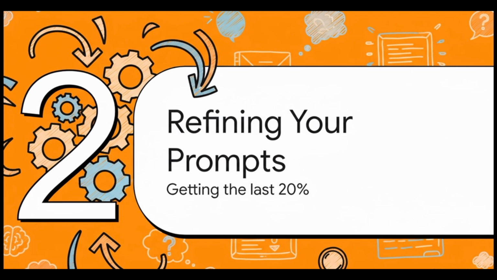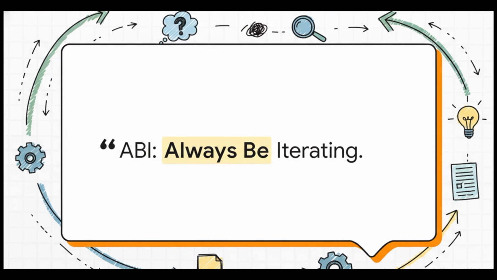Okay, so you've used the whole tiny crabs thing, but the result is still kind of meh. What now? Well, now it's time to refine. You gotta live by this mantra. A-B-I. Always be iterating. Listen, getting that perfect AI response is almost never gonna happen on the first try. It's just not how it works. It's all a cycle. You test, you refine, you test again, and each time you get a little bit closer to what you're actually looking for.